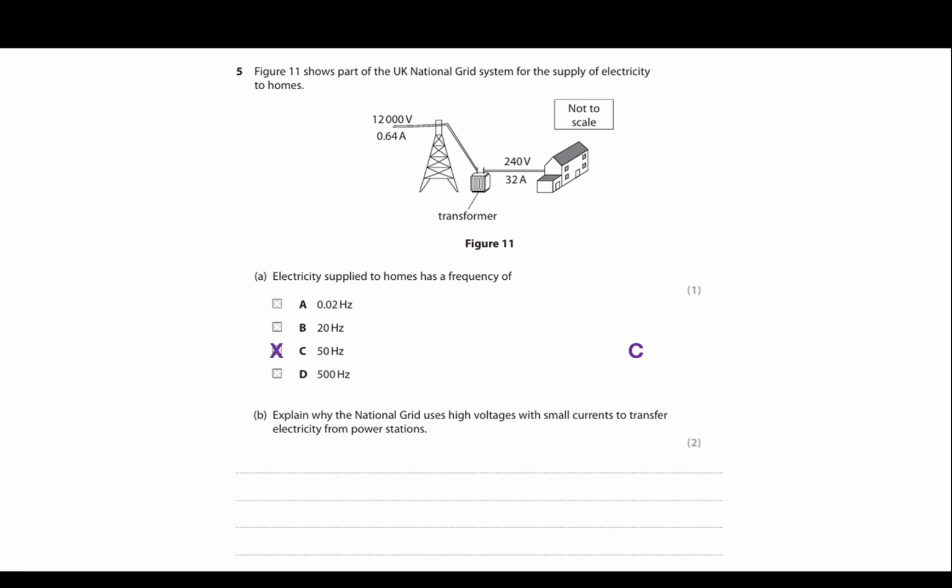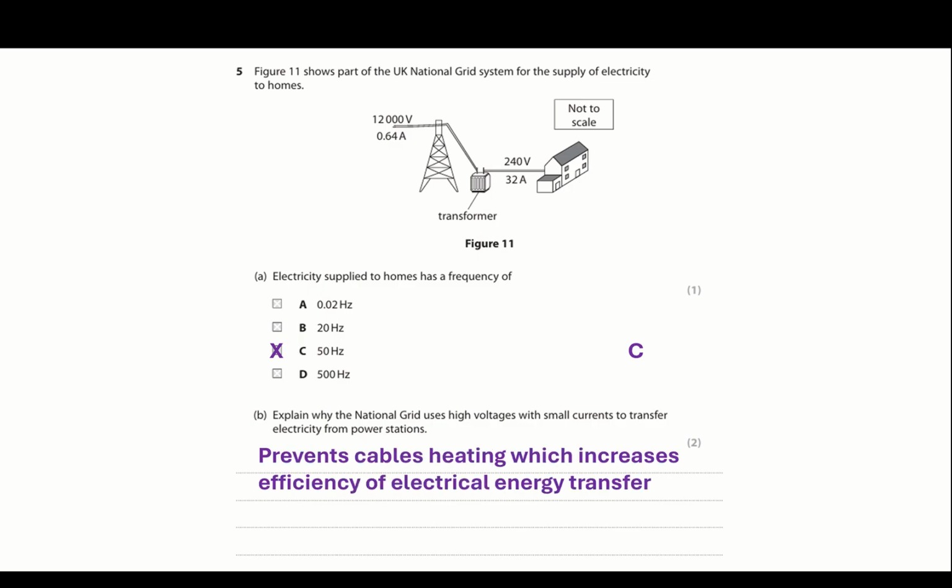Explain why the national grid uses high voltages with small currents. So done this a few times. We're going to need a high voltage to push it across the resistance of the cables, but we want a really small current so the electrons don't bump into the positive metal ions and create loads of heat energy. So it's to avoid heat energy in the cables, which will reduce the efficiency. So model answer: prevents the cables heating, which increases the efficiency of electrical energy transfer.